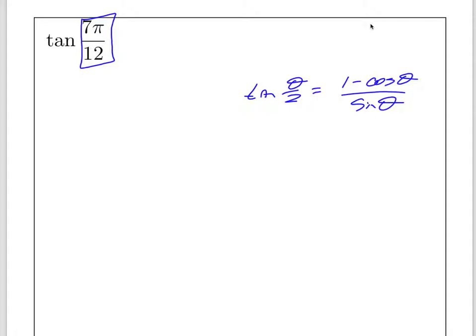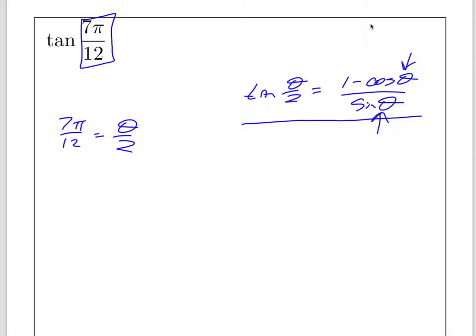What does it represent? No, the opposite over there. In this formula over here, what does 7 pi over 12 represent? That represents theta over 2. So 7 pi over 12 is my theta over 2. But what do I need to be able to plug into this formula? I just need theta.